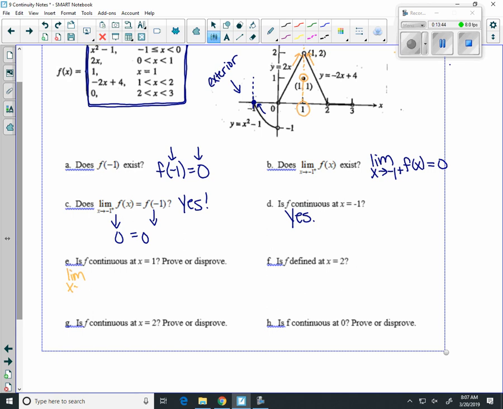The limit as x approaches 1 from the left of f of x is 2. The limit as x approaches 1 from the right of f of x is 2. So the two-sided limit does exist, but it is not the same as the output. F of 1 is 1. So f is not continuous at x equals 1.